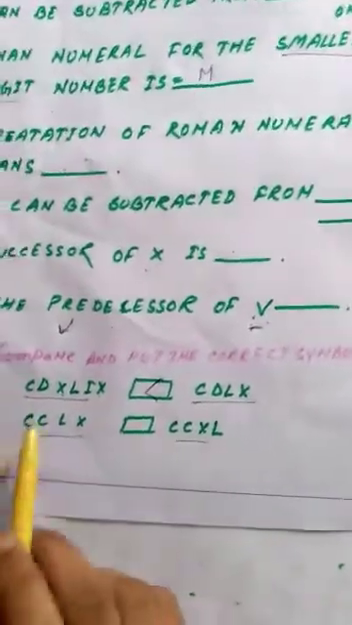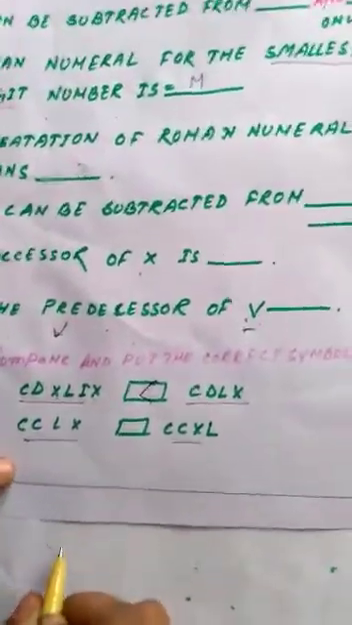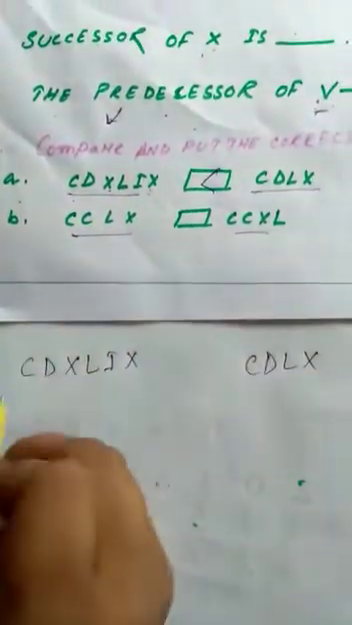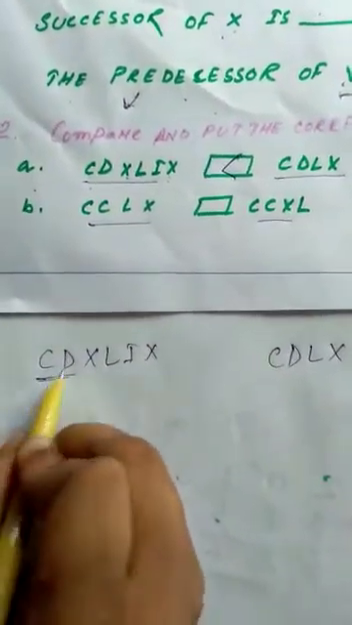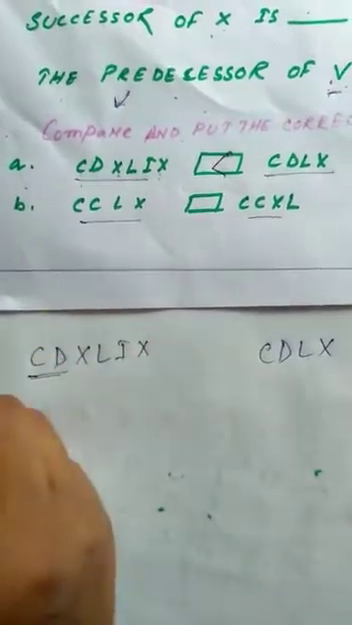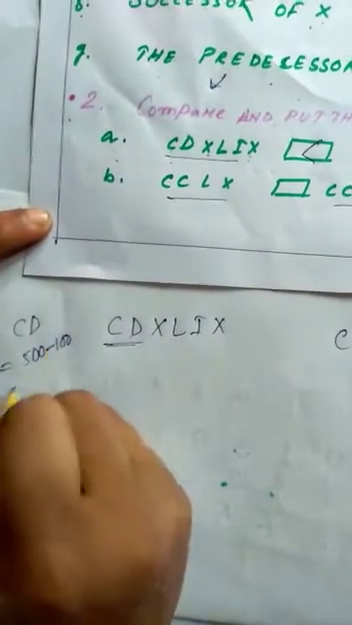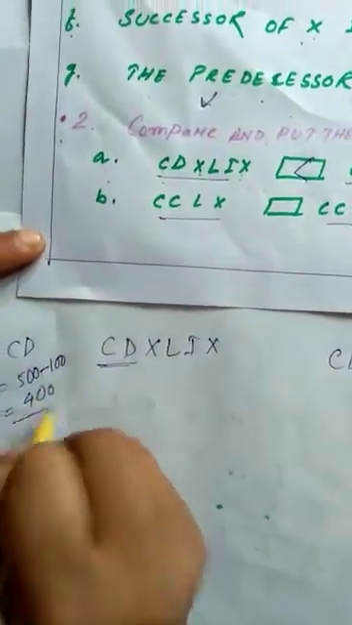Okay, compare. So CD, how can we write it? CD means from 500, 100 is subtracted according to the rule. So it is 400.